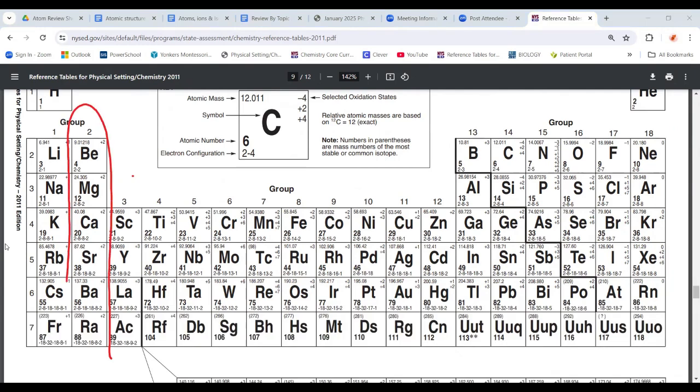This is a group. This way is a period. Okay, so rows across are periods, up and down is a group. Everybody in the same group has the same chemical properties, meaning they make bonds the same way. That's because they all have the same number of valence electrons. And you need to know the names of the major groups. If you don't know the names of the major groups at this point in the game, that's a serious fluency problem.